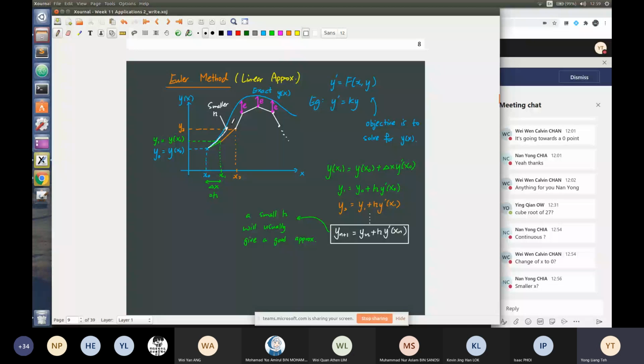All right, so I'll stop here. I'll not talk more about the higher order methods. Of course, this Euler's method is just to expand your understanding of the linearization process. It will not be tested. Of course, I won't test you on this Euler's method.